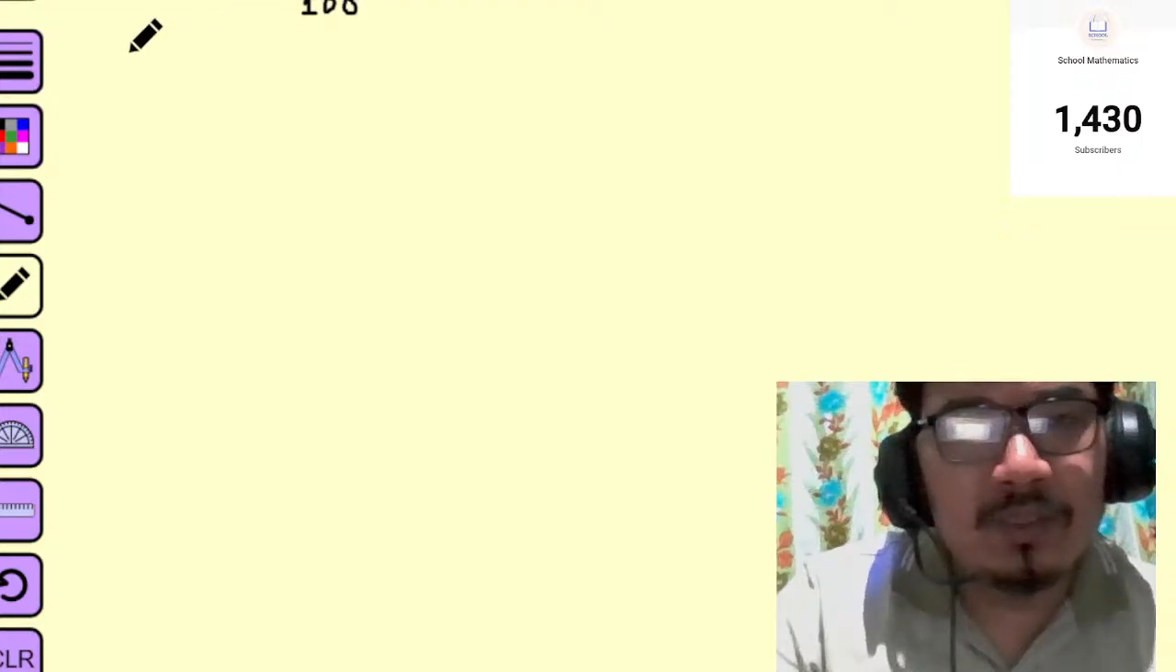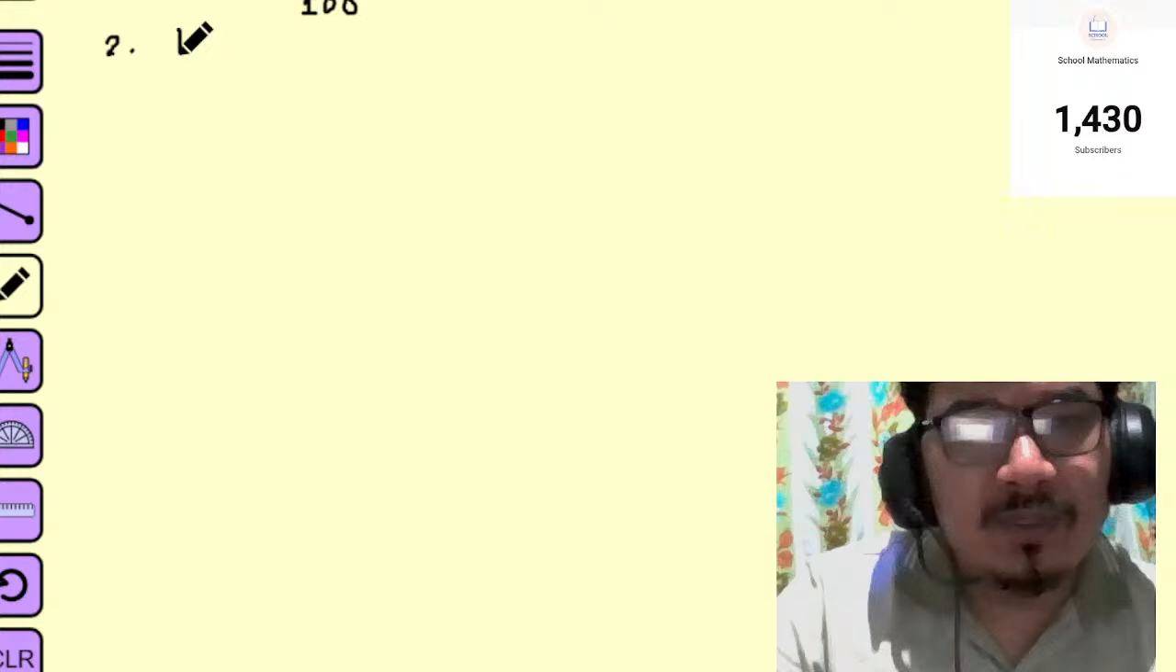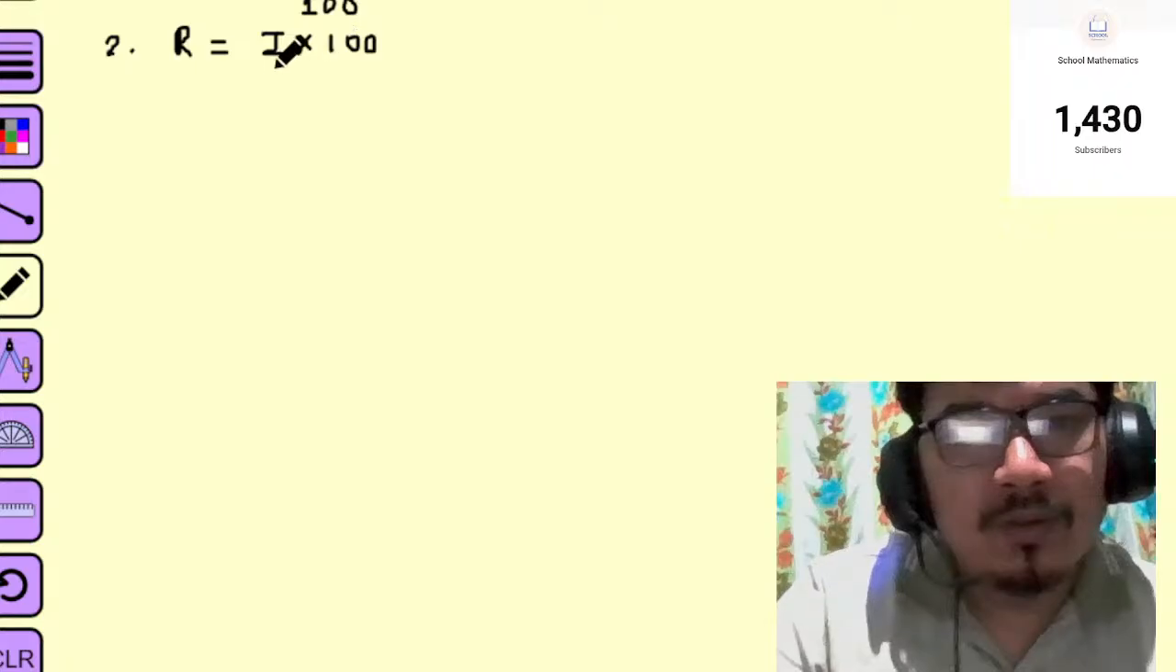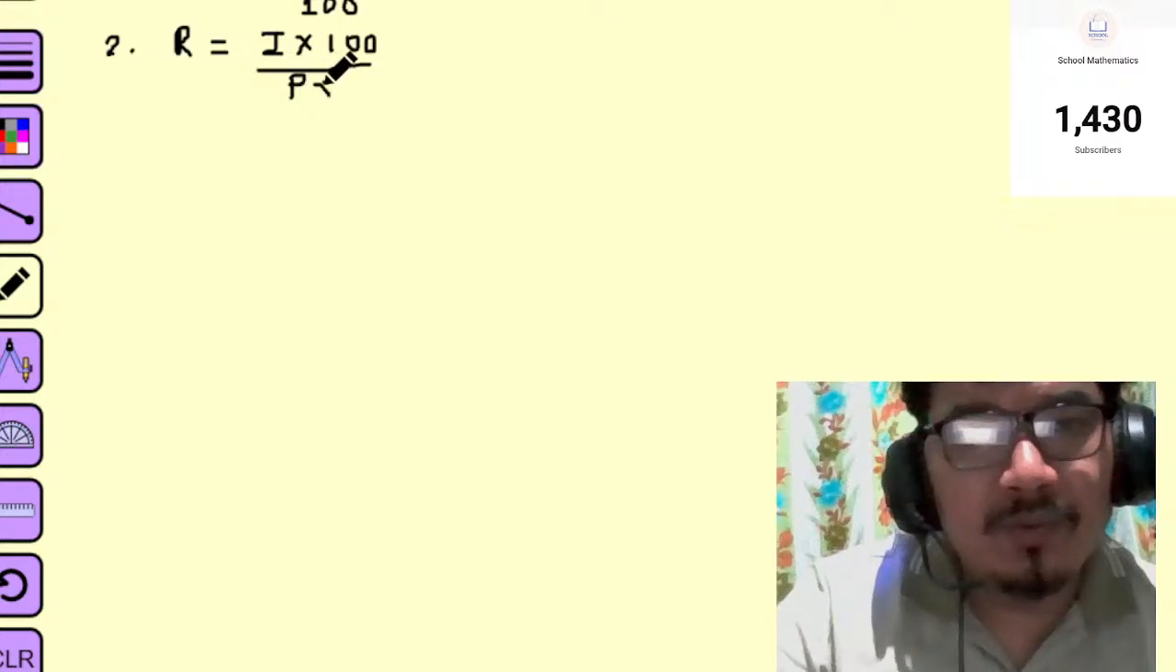And another one is there. Number 2, if it is asked to find the rate of interest, in that case we find I into 100 by P into T, okay?